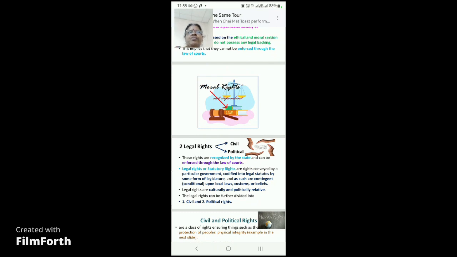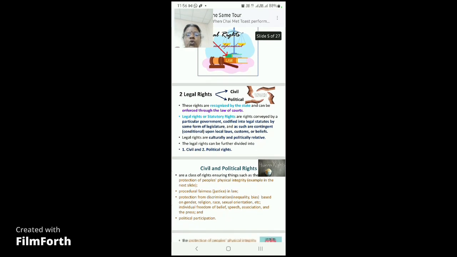Second is legal rights. What are legal rights? Legal rights are recognized by the state and can be enforced by the law of the courts. So they are based upon the law of the courts and enforced by the state. Legal rights are statutory rights, or rights conferred by a particular government, given legal status by some form of legislature, and contingent, that is, conditional upon local laws, customs and beliefs. Legal rights are culturally and politically relative, and they can be further divided into civil and political rights.